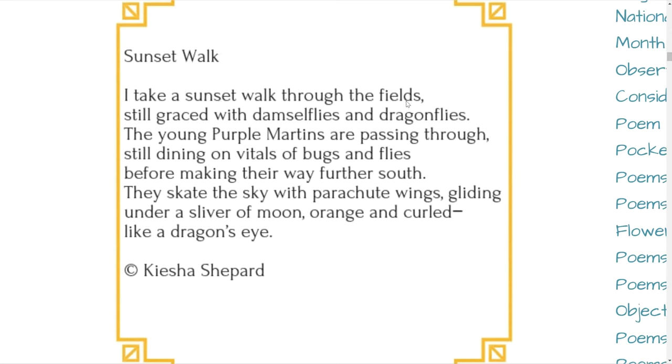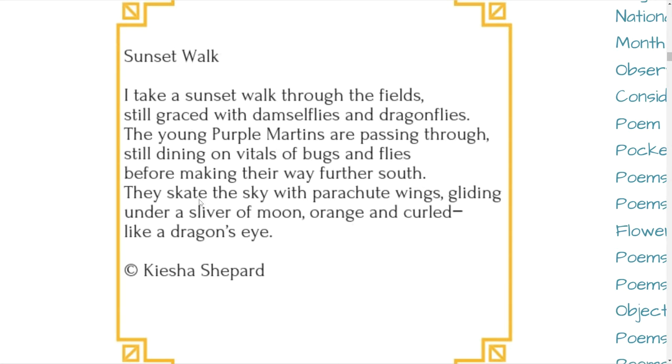"I take a sunset walk through the fields, still graced with damsel flies and dragonflies. The young purple martins are..." Notice she's naming the bugs and she's naming stuff. "Still dining." Okay, she's using a kind of metaphor, like personification. She's giving these martins human nature. "Purple martins are passing through, still dining on vitals of bugs and flies before making their way further south." So dining is a very human type of word to use. So she wanted to tell it slant there.